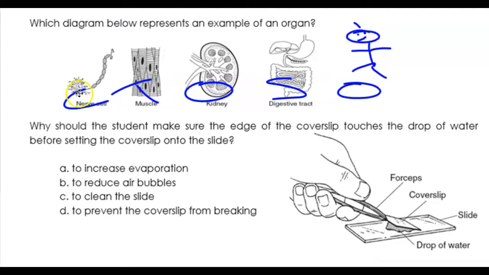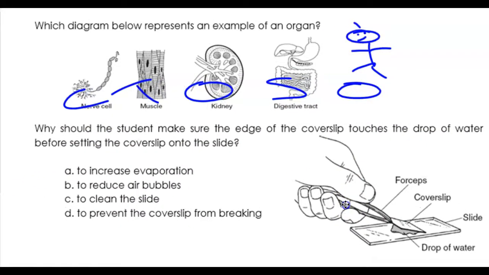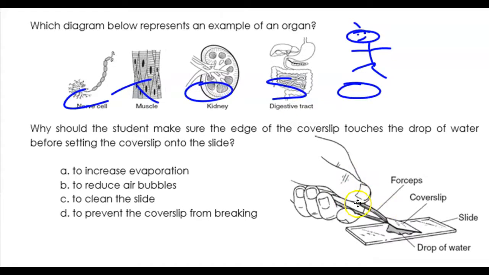Okay, again, C for cell, tissue, organ, system. Here's a whole complete organism. There you are. So which one is the organ? This one, kidney, made of tissues, which are made of cells, which is part of your organ system, which is part of you.